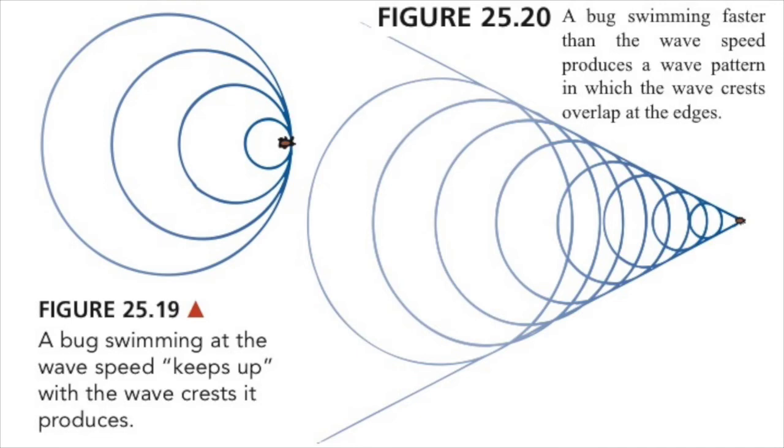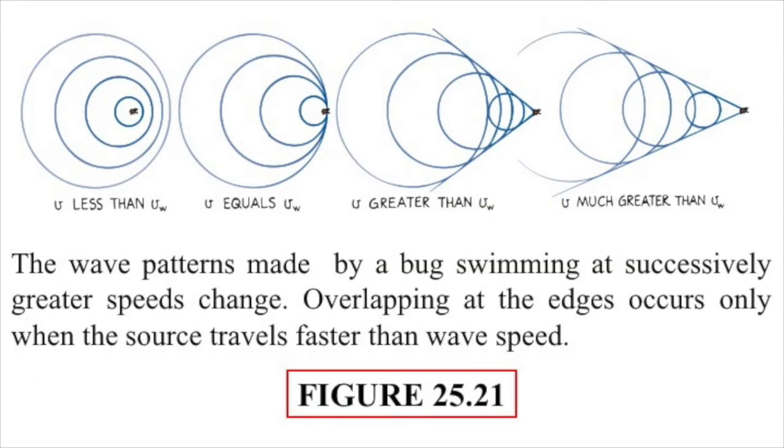We're going to be relating this to sonic booms. Here we have four patterns. The wave patterns made by a bug swimming at successively greater speed change, overlapping at the edges, occurs only when the source travels faster than the wave speed. So we have v for velocity less than v of the wave, v equals the v of the wave, v is greater than the v of the wave, and v is much greater than the velocity of the wave. And that is figure 25.21.